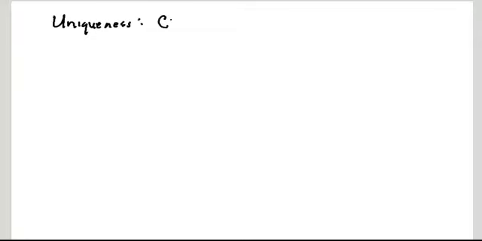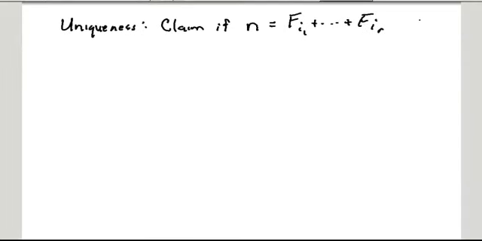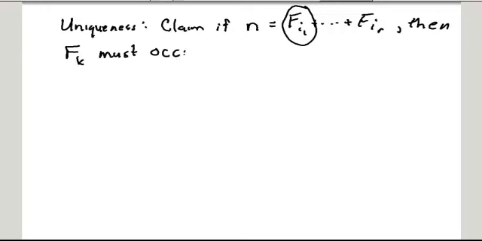you'd make a claim that if n equals some sum of distinct non-consecutive Fibonacci numbers in descending order, then this one here must be fk, and fk must occur in the sum. So fk, remember, is the biggest Fibonacci number smaller than n. Why must it occur in the sum?